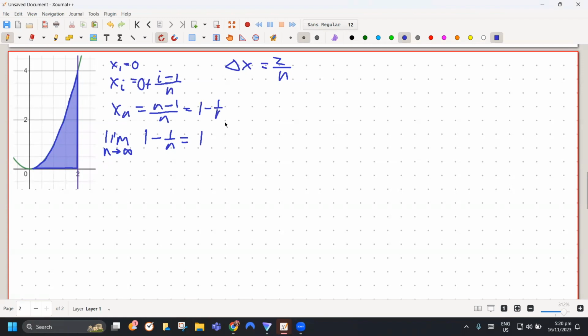Tama ba na yung dulo dapat ng xn is 1? Nag integrate tayo from 0 to 2. Oh, no! Okay. Wait lang po.